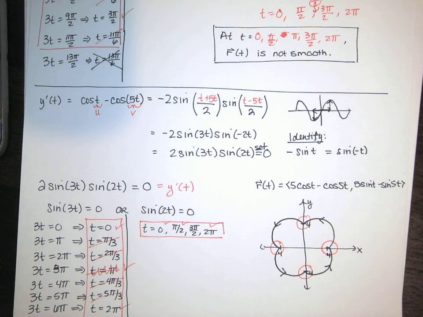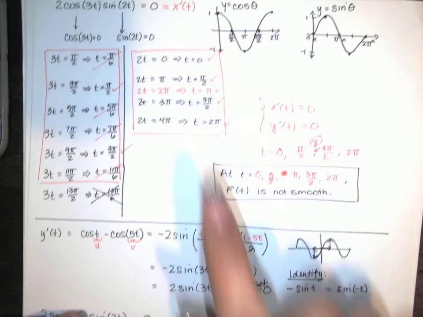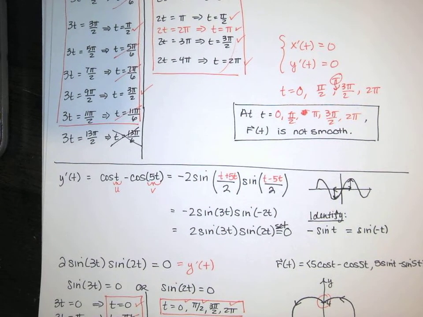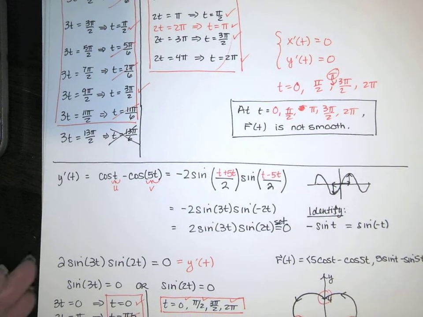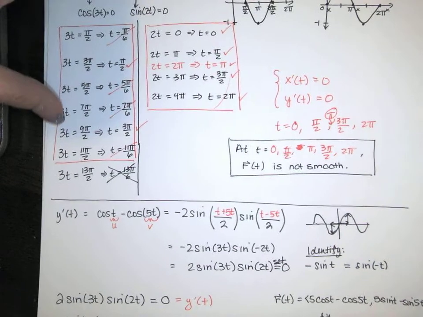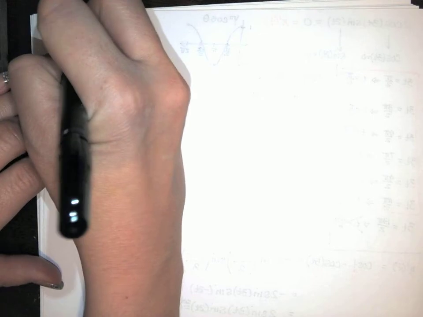So that's smoothness, guys. You are looking for the t values that make both of these 0 at the same time. Often, they're not both 0 at the same time. So let me show you one that's smooth all the time, or smooth on its entire domain. This one's actually really easy. Let's say you want to prove it.